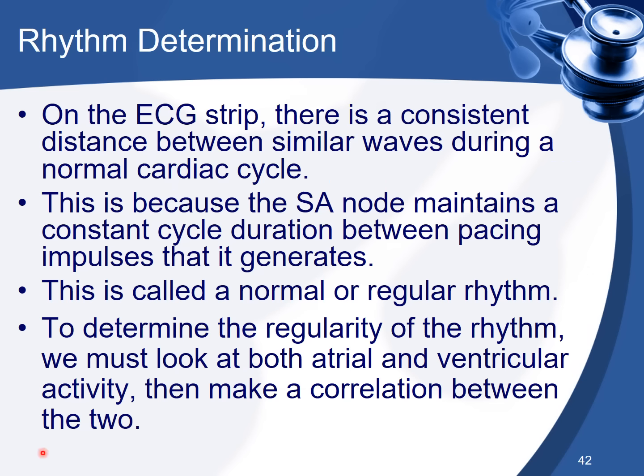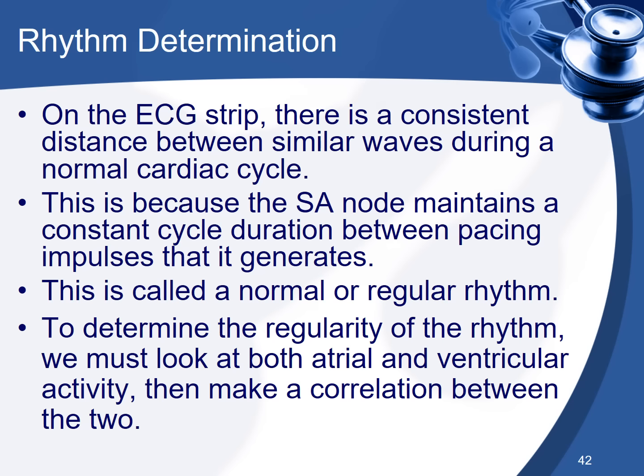The next thing that we are going to talk about is determining what the rhythm looks like. On your EKG strip, there should be a consistent distance between each component. So if you're looking at the P waves, they should all look the same and the PR interval should all be the same throughout your strip. The distance between your QRSs also should be the same. This is a regular rhythm. This means that the rhythm has been generated from the SA node and we're good, patient's good, we're happy.